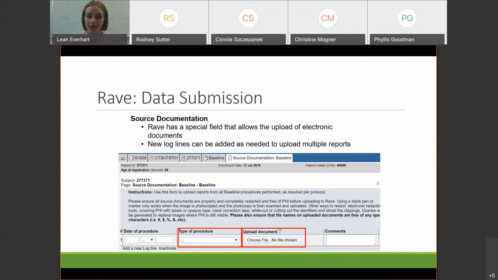And you'll notice that similarly to the form on the last slide, you can add and inactivate log lines on this page as well. But if you inactivate a log line that has a file uploaded, you do need to remove the file before you inactivate the log line. Next slide, please.